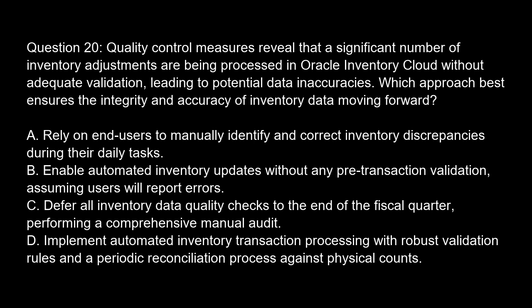Option A. Rely on end users to manually identify and correct inventory discrepancies during their daily tasks. Option B. Enable automated inventory updates without any pre-transaction validation, assuming users will report errors. Option C. Defer all inventory data quality checks to the end of the fiscal quarter, performing a comprehensive manual audit. Option D. Implement automated inventory transaction processing with robust validation rules and a periodic reconciliation process against physical counts.